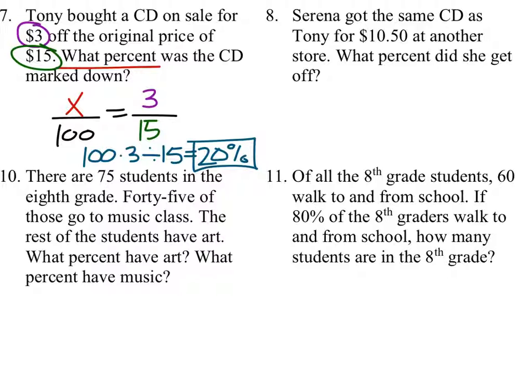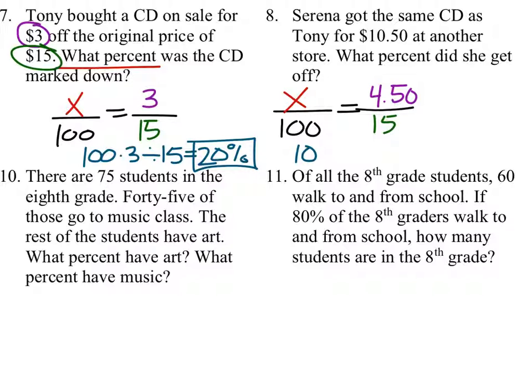All right, then what about 8? Serena got the same CD as Tony for $10.50 at another store. What percent did she get off? All right, so again, we're going to set this up. We got our proportion. So it was $15. We know that. Now, she paid $10.50. So how much money did we take off for her? $5.50. It's close. $4. Yeah, $4.50. Not the $3 that Tony got off. So she got a better deal.